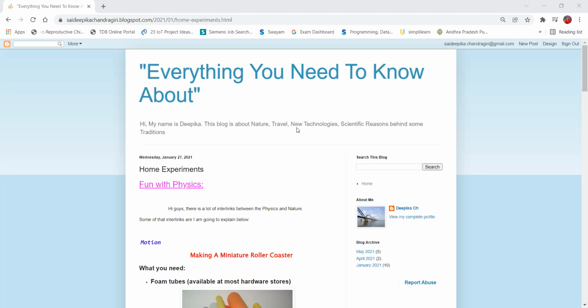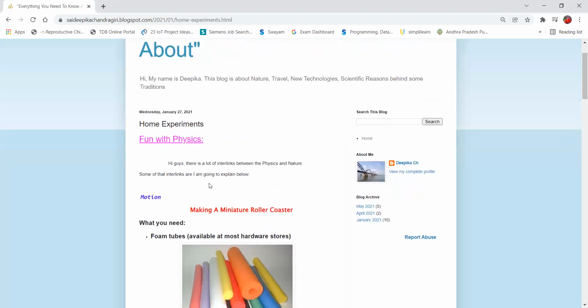Today our topic is fun experiments with physics. I have written one blog regarding this fun project with physics.